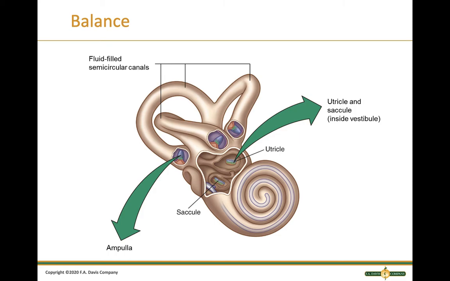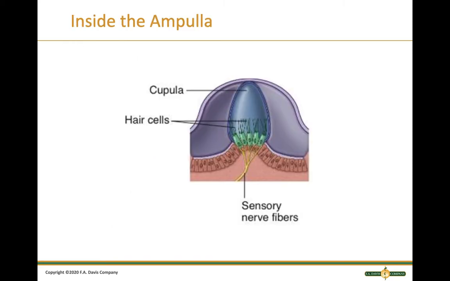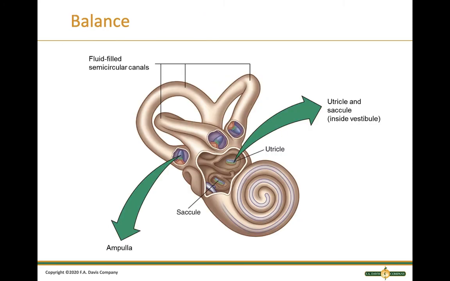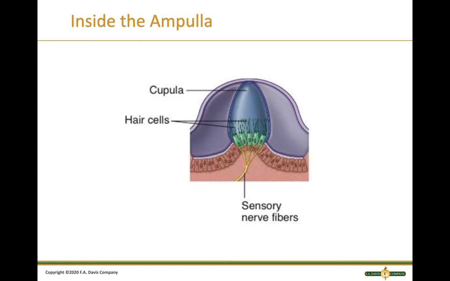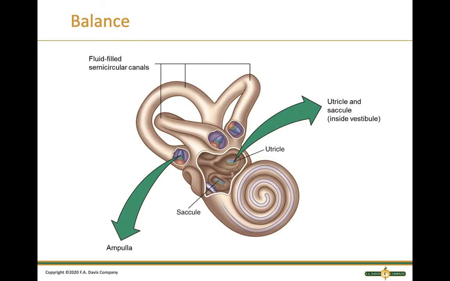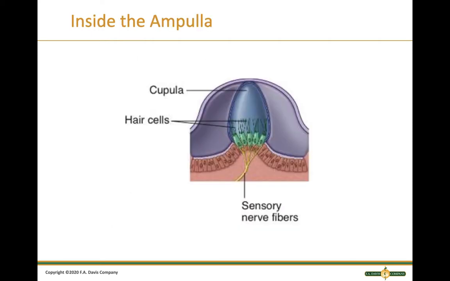Alright, next we're going to talk about balance. So in the ear, it's hearing and also balance, and so we have these semicircular canals, and they're oriented in three different planes, so they can detect angular motion in all three directions. So if we look at the base of each semicircular canal, there's an ampulla, and if we look at a close-up on the ampulla, there's this cupula with hair cells.